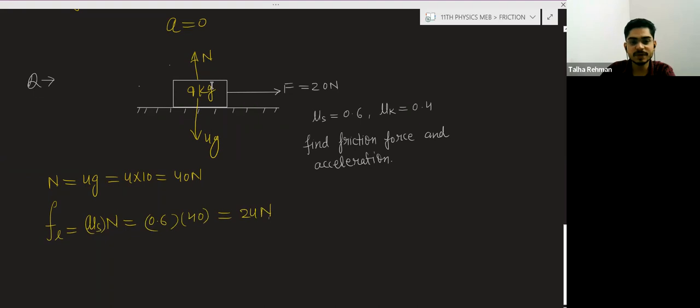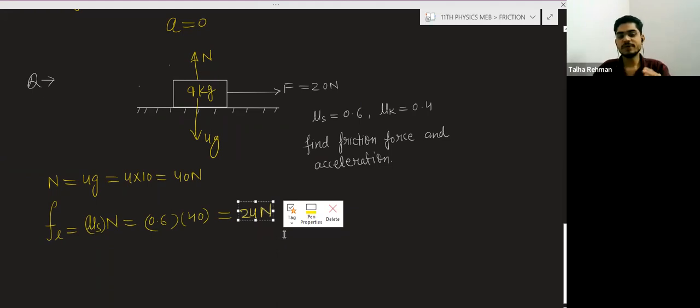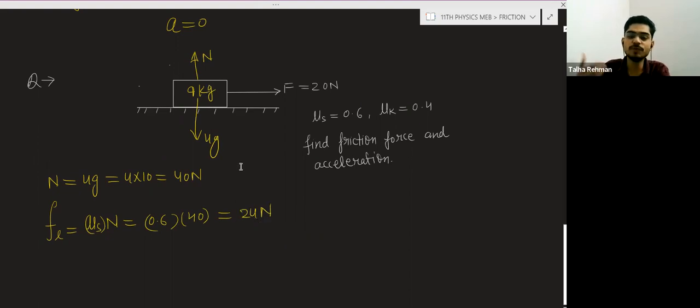So this time the limiting friction force is 24 Newton, but the applied force is 20 Newton. What is the meaning of the limiting friction force? It is the maximum value of applied force up to which the object will not move. In this case, will the object move or not? Joylin, will the object move or not?